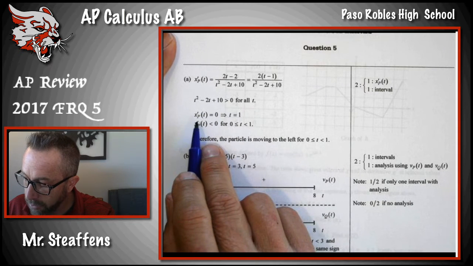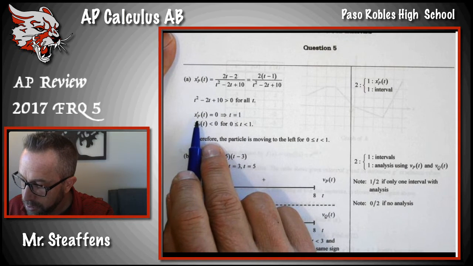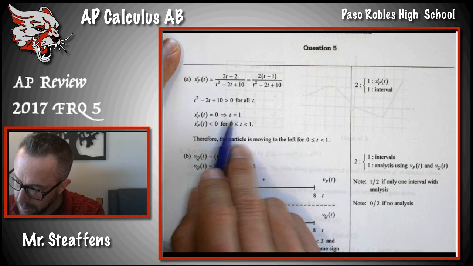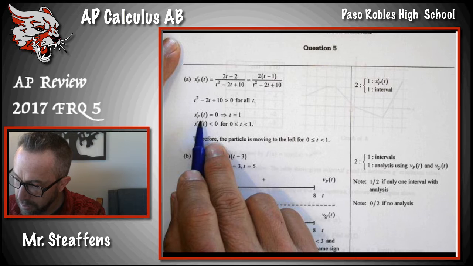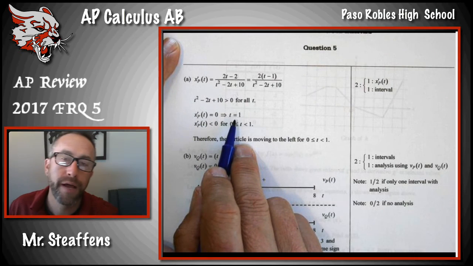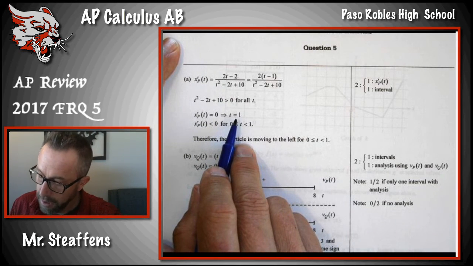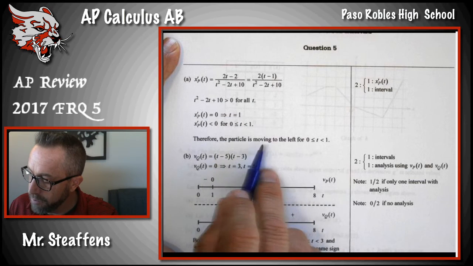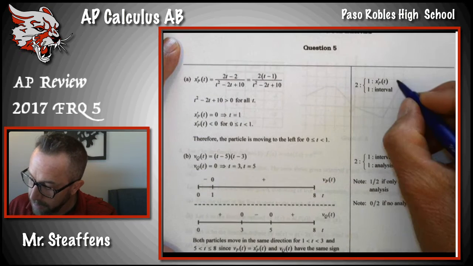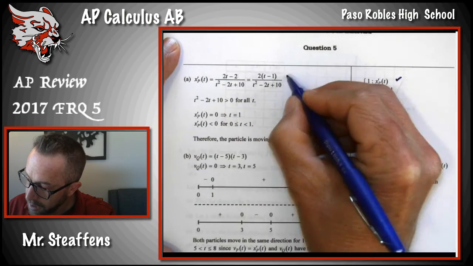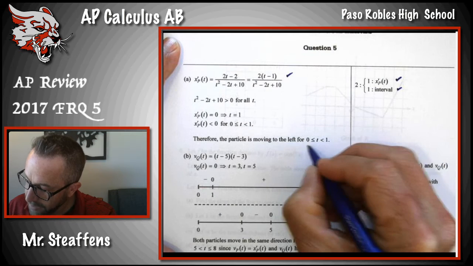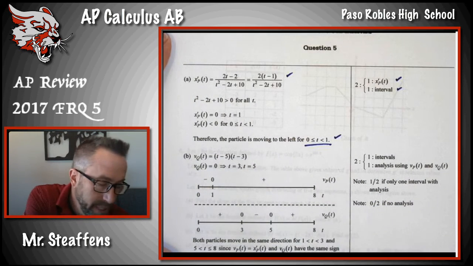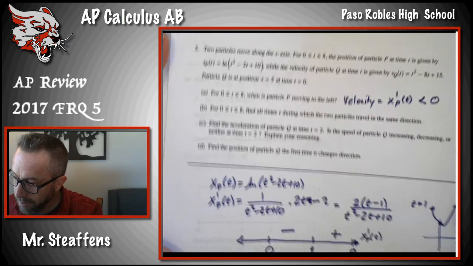And then I know that the derivative is going to be worth, what does it say here? X prime of t equals 0 at t equals 1. Yes, we know that. That is called a critical value. Therefore, the particle is moving left from 0 to 1. So you get 1 point if you have the correct derivative, and you get 1 point if you have the interval from 0 to 1.